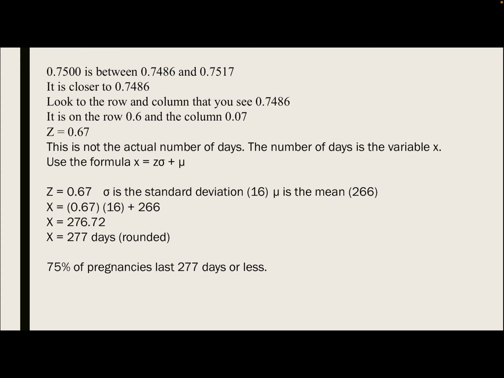But that's not the actual number of days. The number of days is the variable x. So use the formula, x equals z times the standard deviation plus the mean. Plug in the values that we were given. So 277 days rounded to a whole number. So 75% of pregnancies last less than 277 days.